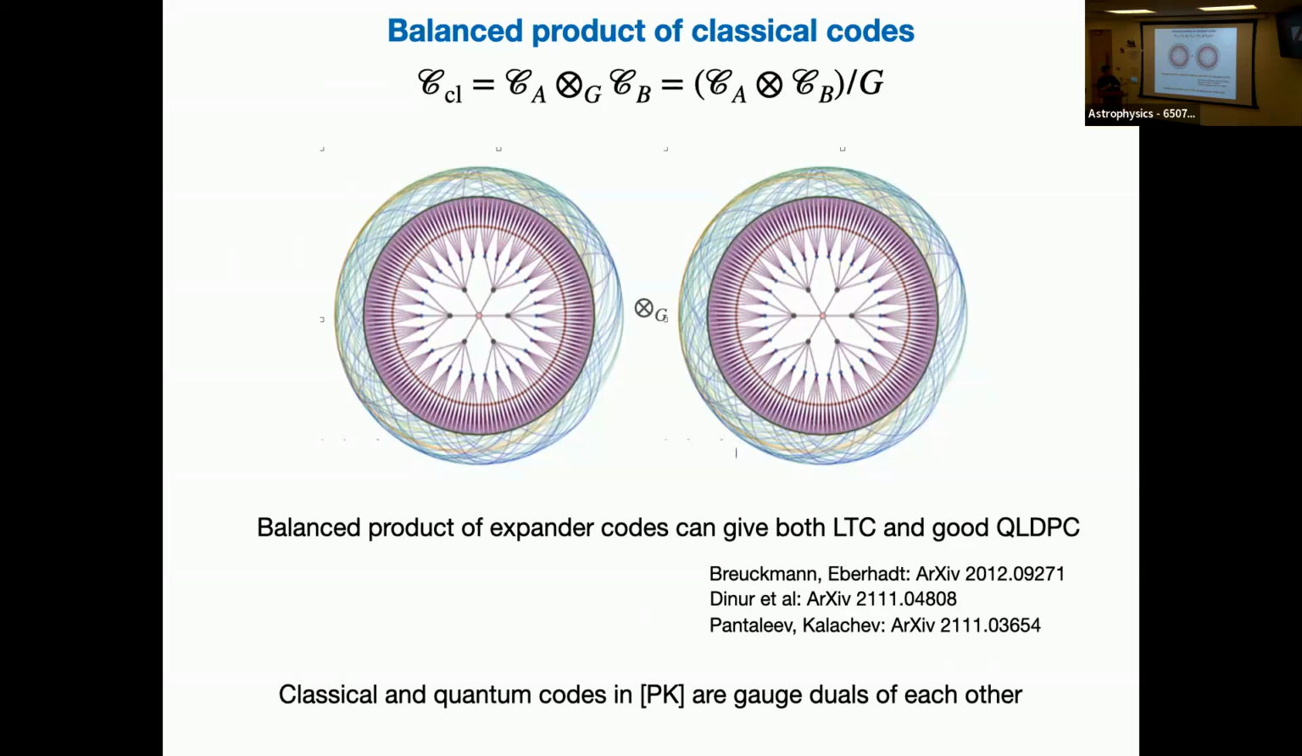But at least in one example, we can show that indeed the construction of a classical locally testable code and the construction of a good quantum LDPC code with large systems are related to each other by the same sort of gauge that I described.